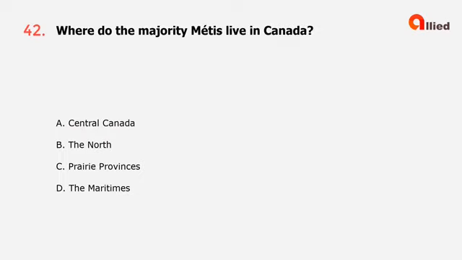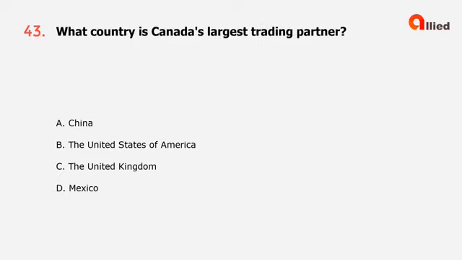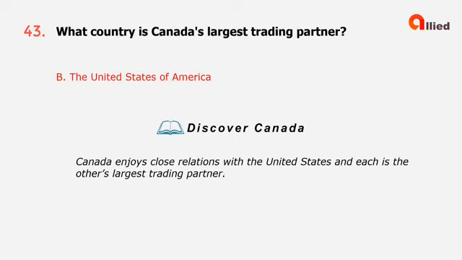Question 42. Where do the majority Métis live in Canada? A. Central Canada. B. The North. C. Prairie Provinces. D. The Maritimes. The answer is C. Prairie Provinces. Question 43. What country is Canada's largest trading partner? A. China. B. The United States of America. C. The United Kingdom. D. Mexico. The answer is B. The United States of America.